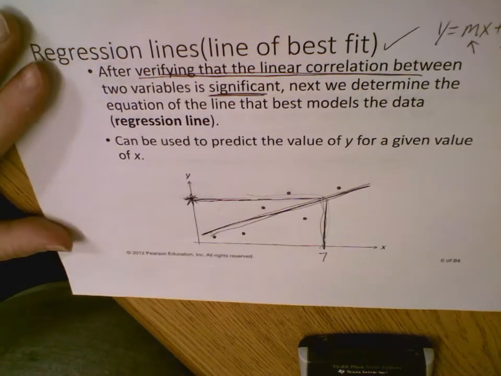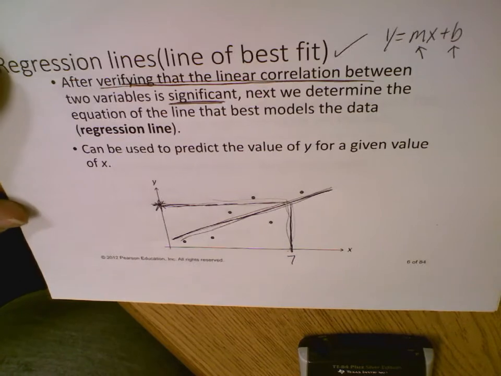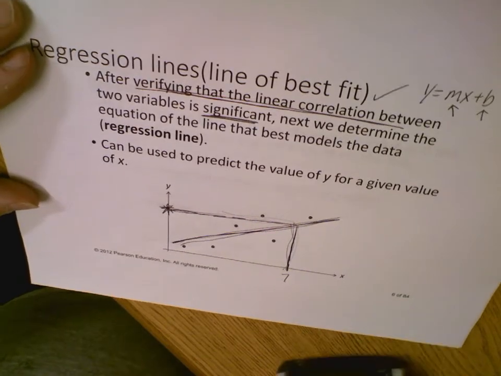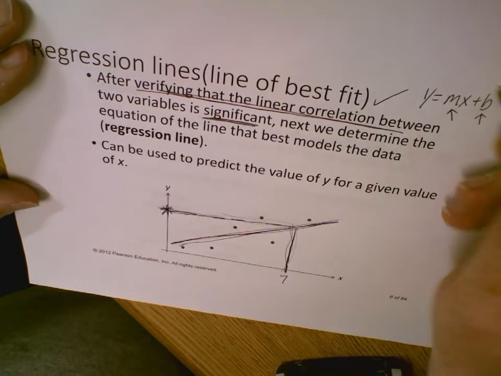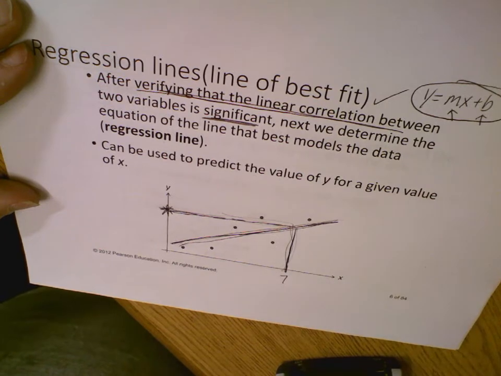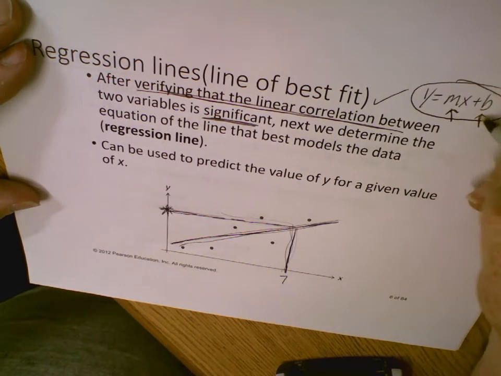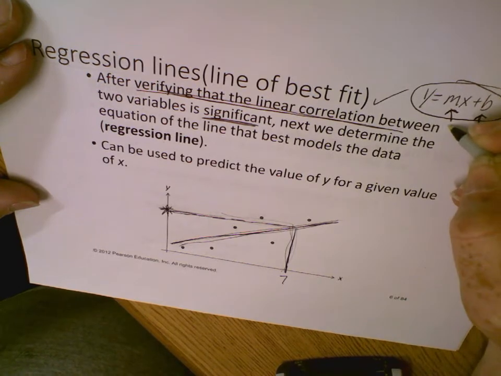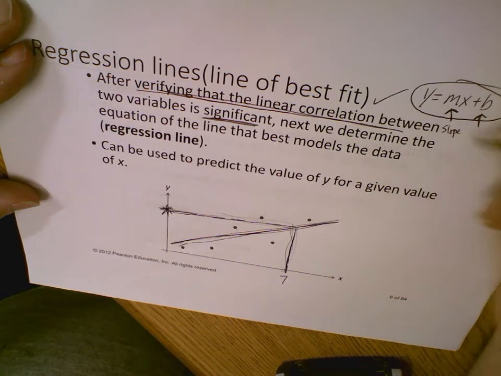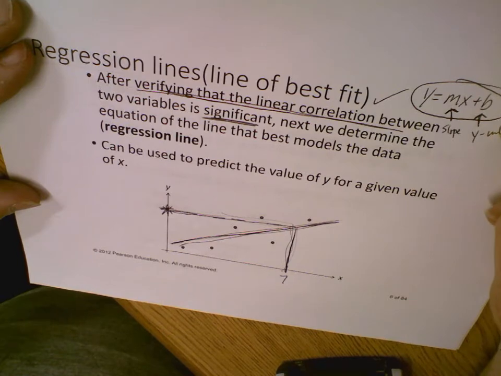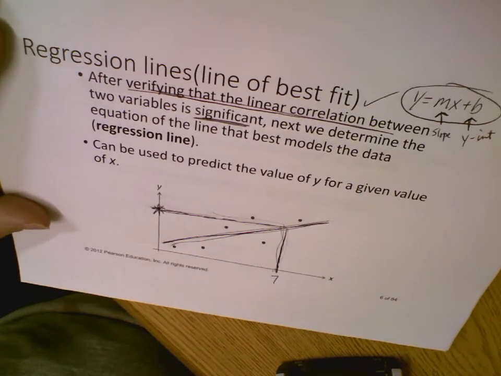Alright, the rest of the lesson is talking about the regression line or line of best fit. To write a regression line, we're going to write it in the form y equals mx plus b, which is your slope-intercept form from algebra. M stands for the slope. B stands for the y-intercept, where the line crosses the y-axis.